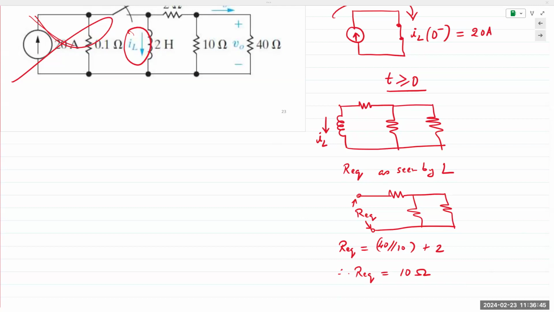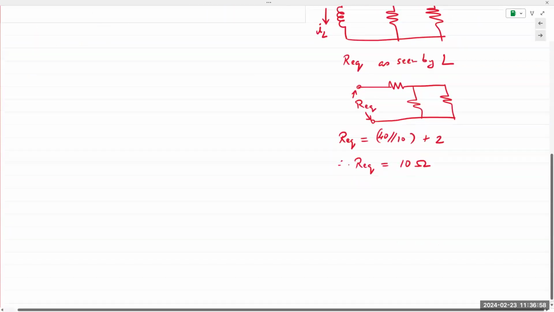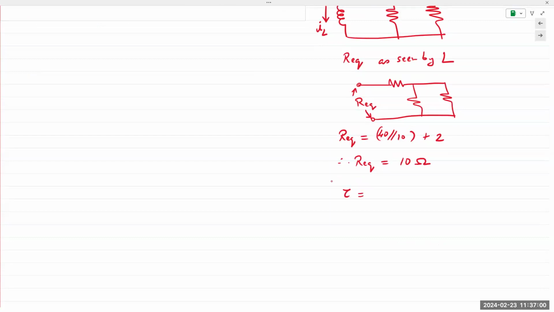We good so far? So I have Req as 10 ohms. I can find tau, right? I have L, I have Req. My tau is simply L over Req. L is 2, and so this gives me 0.2 seconds.